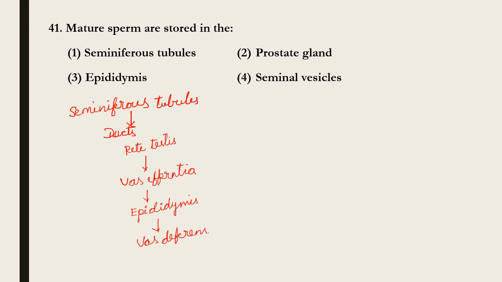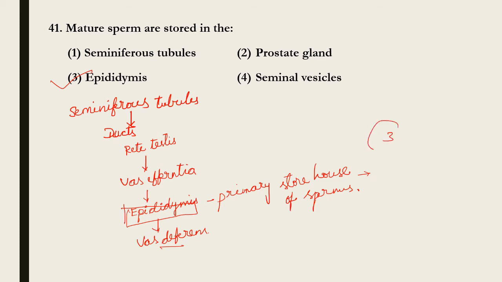So now in this, the epididymis is considered as the primary storehouse of sperms. And the vas deferens is the secondary storehouse. In this epididymis, the sperms stay stored till they attain maturity. So mature sperms are stored in the epididymis. That is, the correct option is 3.